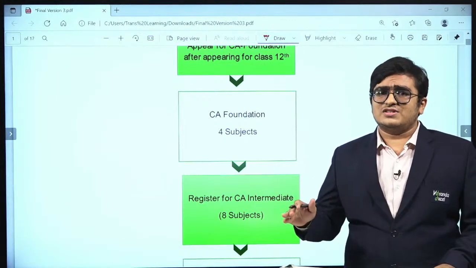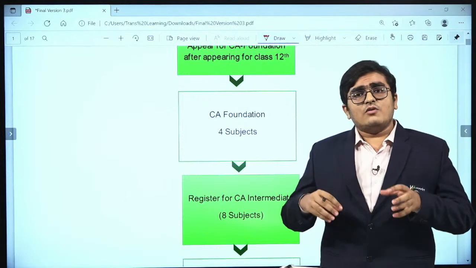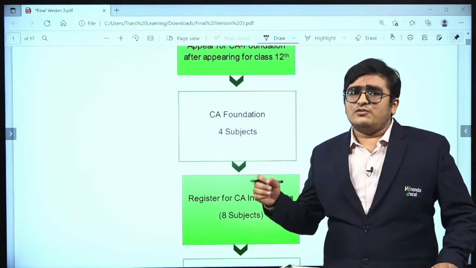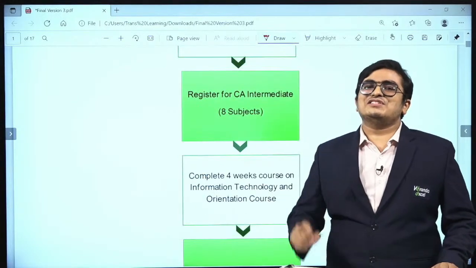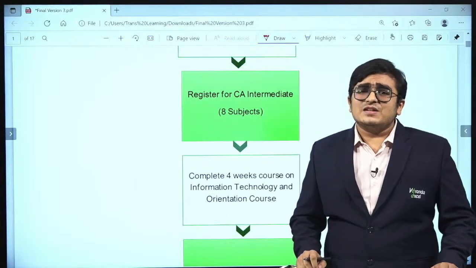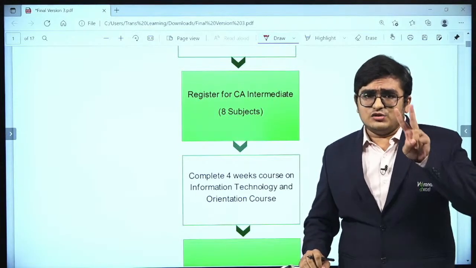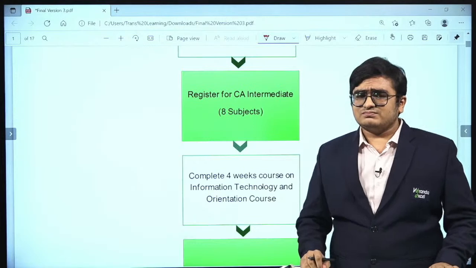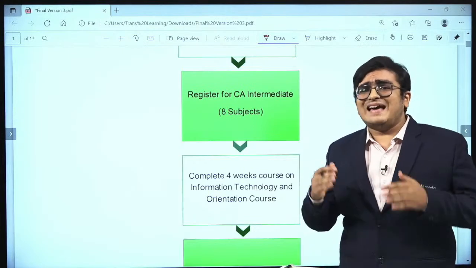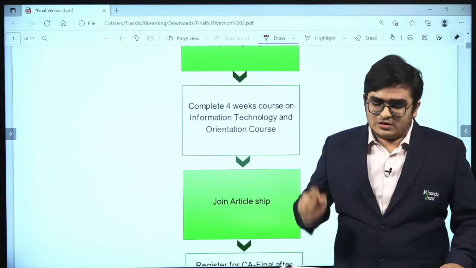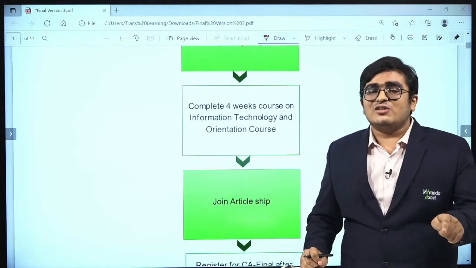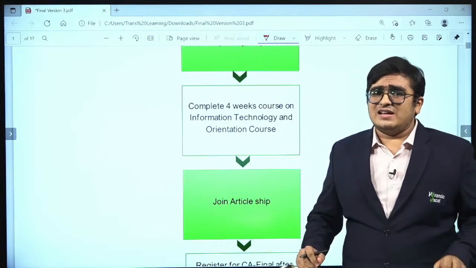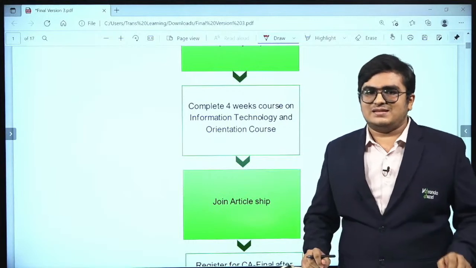Once you clear all the 4 subjects, the passing criteria of which is very different from what you would have seen in schools, you can get yourself registered for CA Intermediate. CA Intermediate has 8 subjects divided into 2 groups. Group 1, 4 subjects. Group 2, 4 subjects. Once you have completed either of the groups, you have to go for a 4-week course on information technology and orientation. Now, let me explain why the same came into existence.